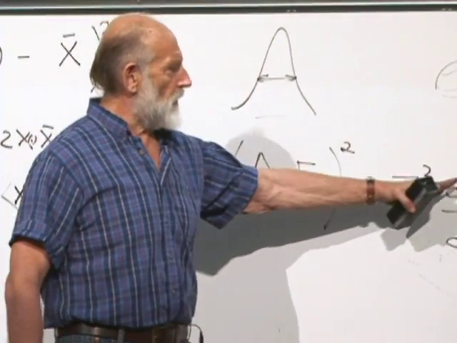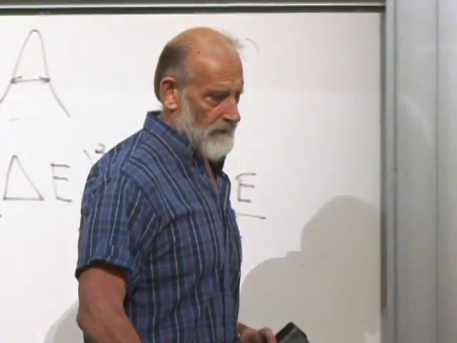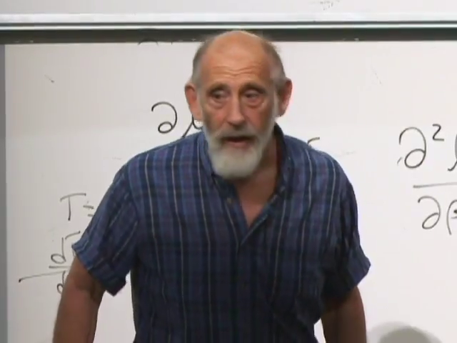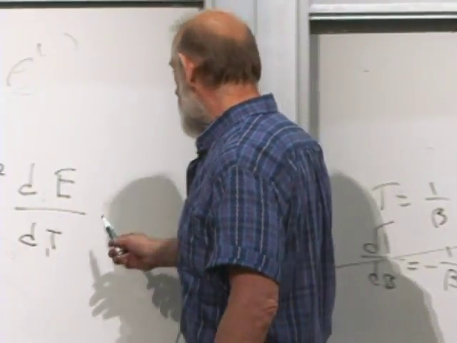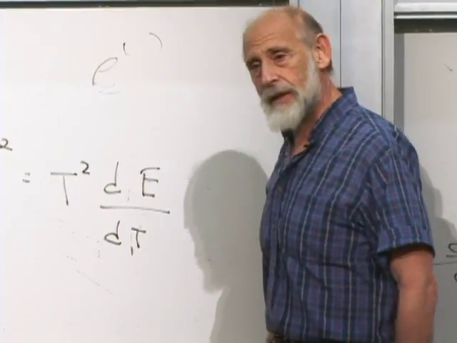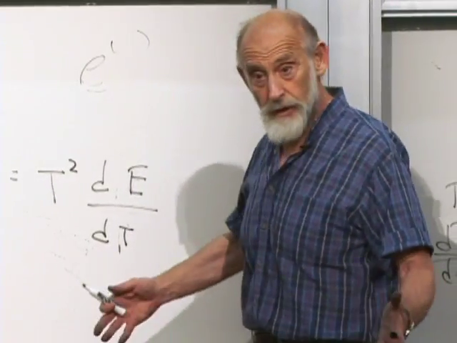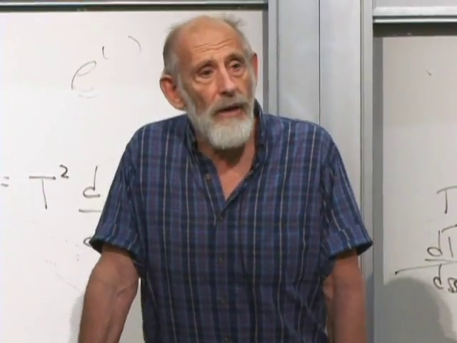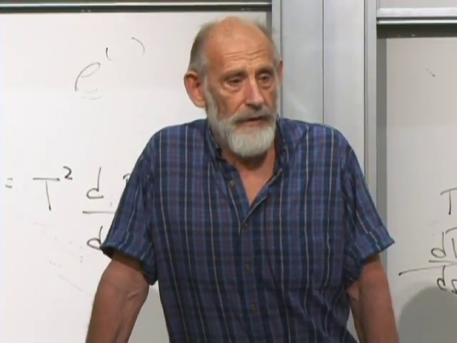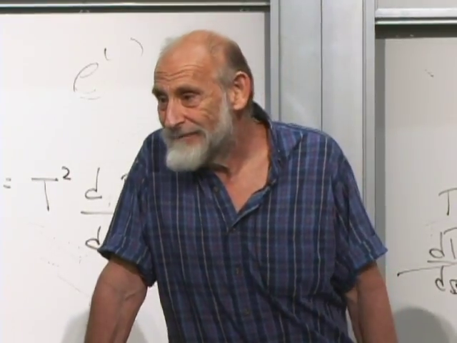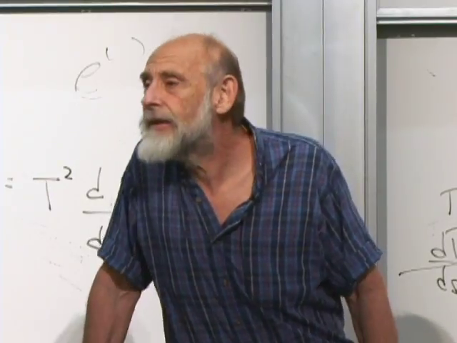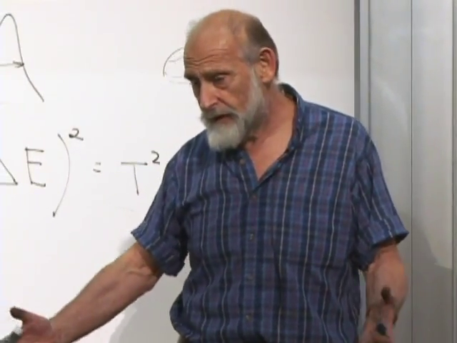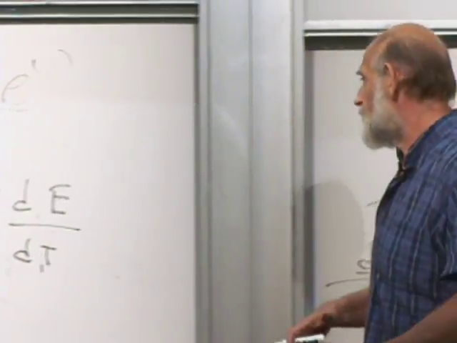Now, what is this? The dE by dT. It's got a name. The heat capacity. The dE by dT is the heat capacity. It's the definition of the heat capacity. It's the amount of energy needed to change the temperature by 1 unit. How much energy do you have to put in to change the temperature by 1 unit?